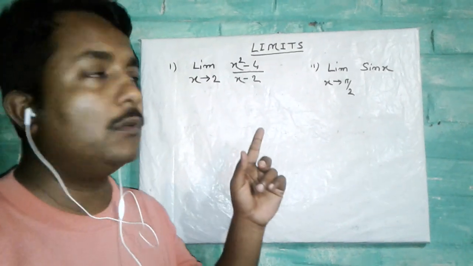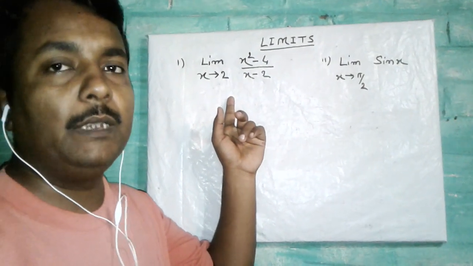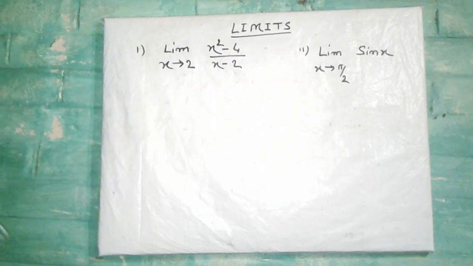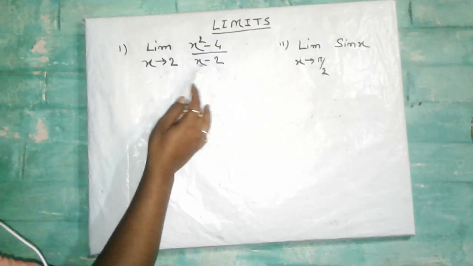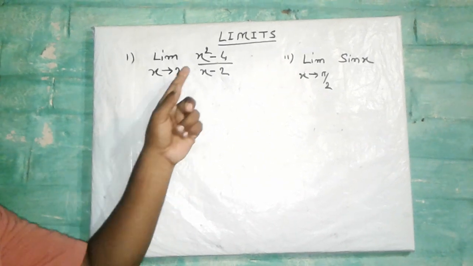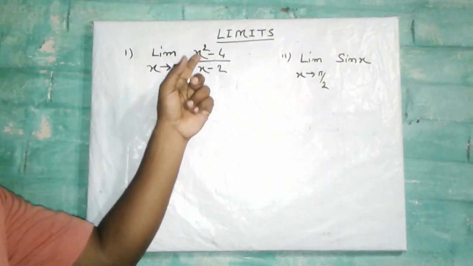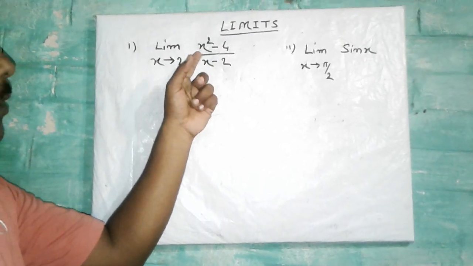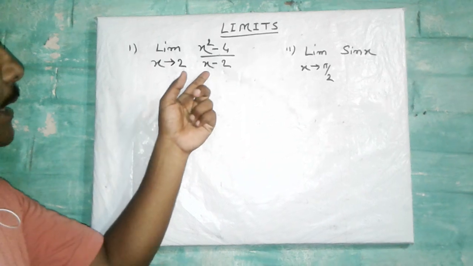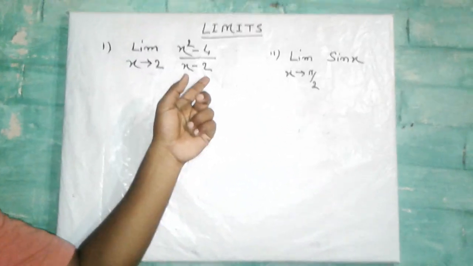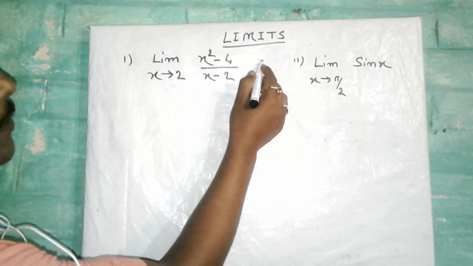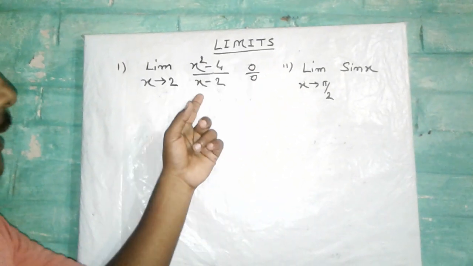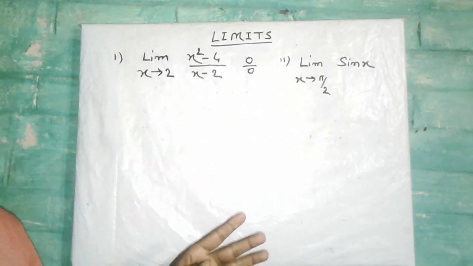Let us do sums based on limit. Here it is given: limit x tends to 2 of (x square minus 4) by (x minus 2). I have to put x equal to 2. If I put x equal to 2, 2 square is 4, 4 minus 4 is 0, and in the denominator 2 minus 2 is 0. So I am getting 0 by 0. This is undefined. If the denominator is 0, then we can't solve it directly.